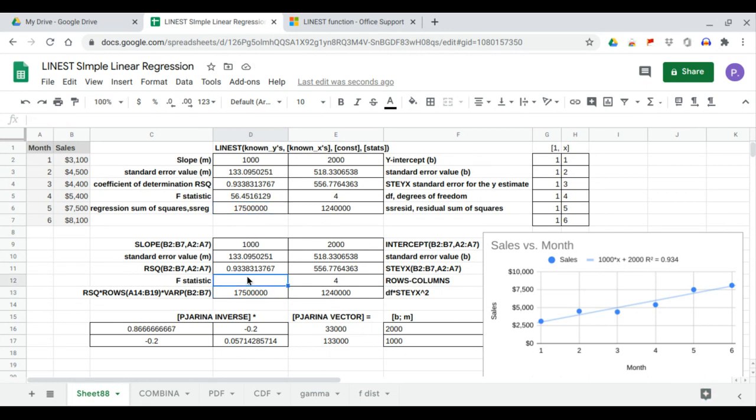Next, we calculate the F statistic, which is equal to the regression sum of squares divided by the degrees of freedom of the numerator, which is 1 because there's only one x or independent variable, divided by STEYX squared, STEYX to the power 2. 56.45 matches our LINEST output. And this completes a simple linear regression using LINEST.